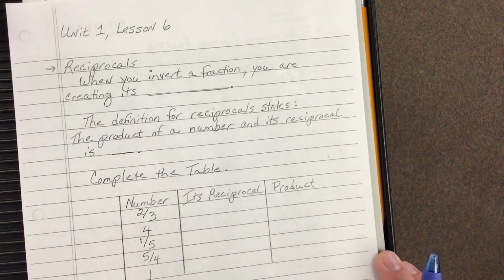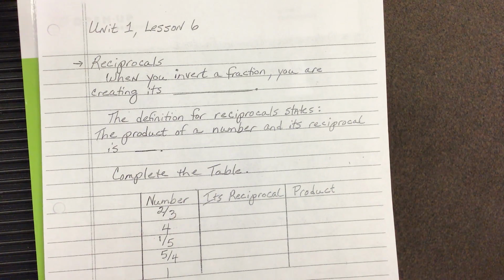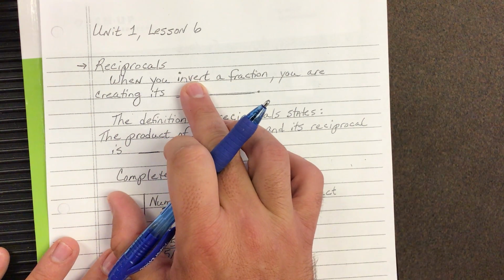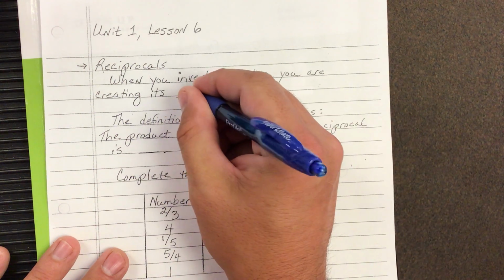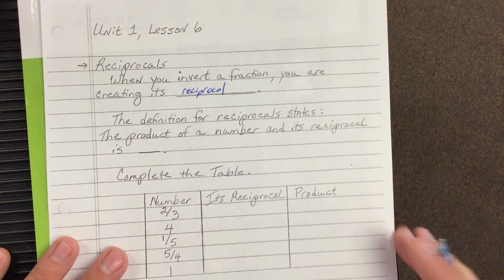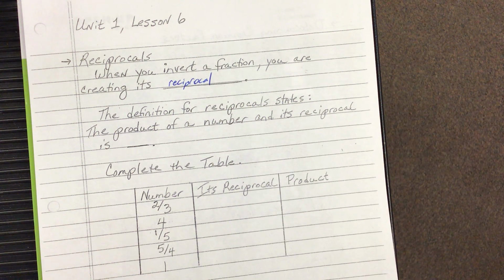Right, so lesson 6 here is on reciprocals. It says when you invert a fraction, you are creating its blank. And that, of course, we just gave it away. So invert means flipping a fraction over. So if we flip a fraction over, we know that is called a reciprocal. So for example, well, I guess we'll have some here shortly.